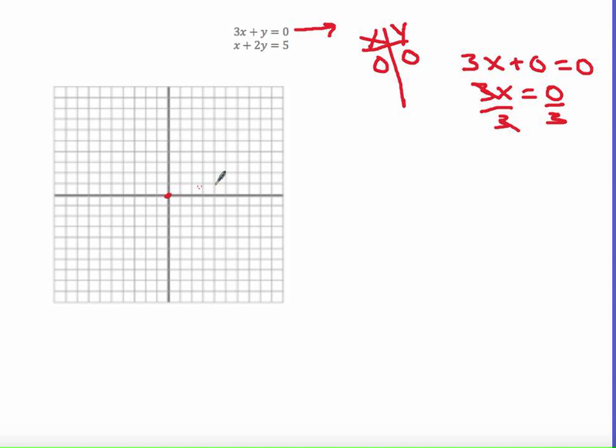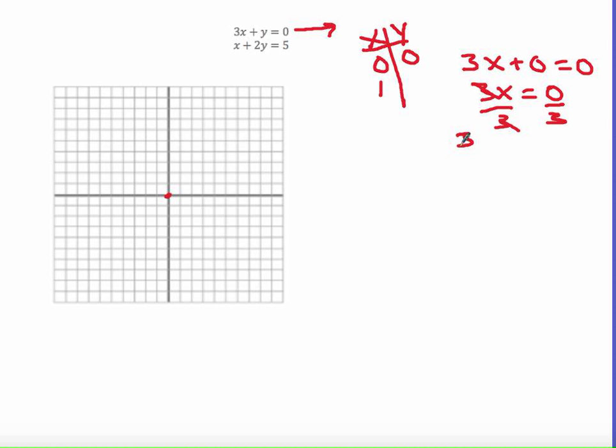And notice since the x and y intercept are both at 0, we need another point to be able to graph this. So let's just pick 1 for x. It doesn't matter, we can pick any value we want.